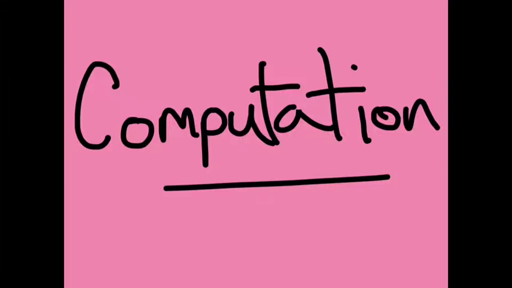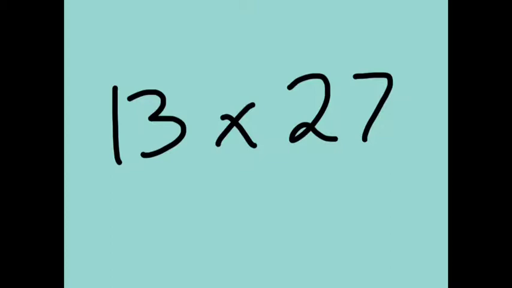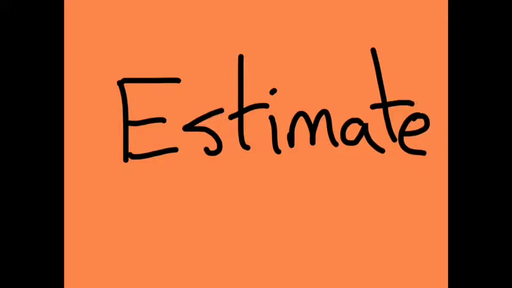Well, hello there! Today we're going to be looking at computations and the different strategies we use to solve equations. The equation for today is 13 times 27. But before we solve the equation, we need to estimate. An estimation will give us a clear idea of where our answer should be.